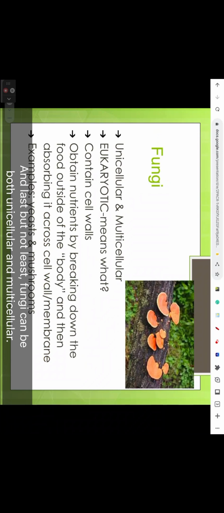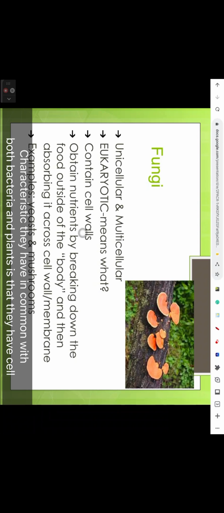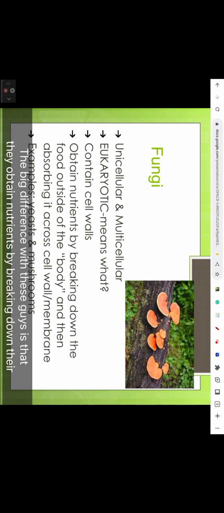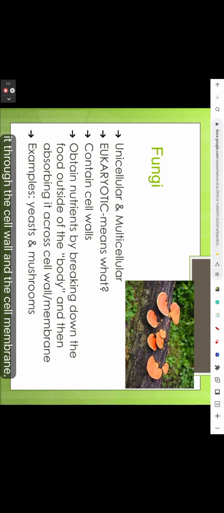Right. And last but not least, fungi can be both unicellular and multicellular. They're all eukaryotic. A characteristic they have in common with both bacteria and plants is that they have cell walls. The big difference with these guys is that they obtain nutrients by breaking down their food outside of the body, and then they will transport those broken down parts by absorbing it through the cell wall and the cell membrane.